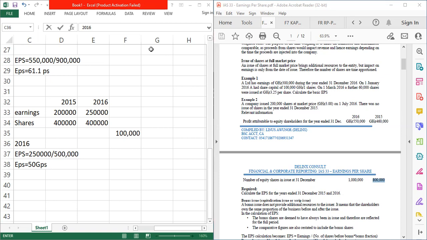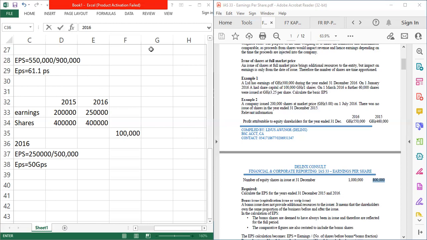Yes, I've realized that from the weighted average and bonus issue, in all the questions you are required to calculate earnings per share. So how will you know that you are doing weighted average or you are using bonus issue? The weighted average is not anything, it's just a name that we are giving to the shares that we are going to use for the earnings per share.